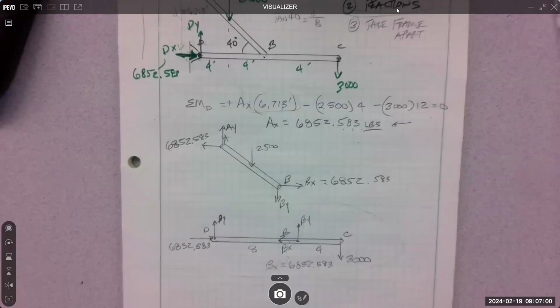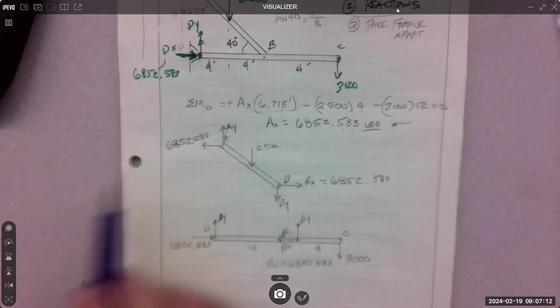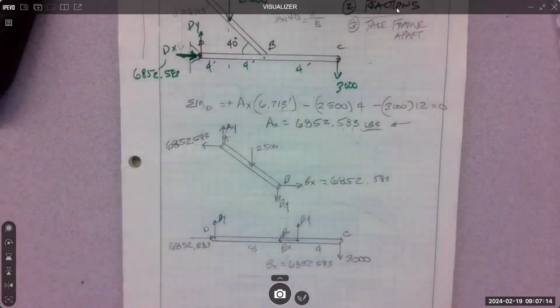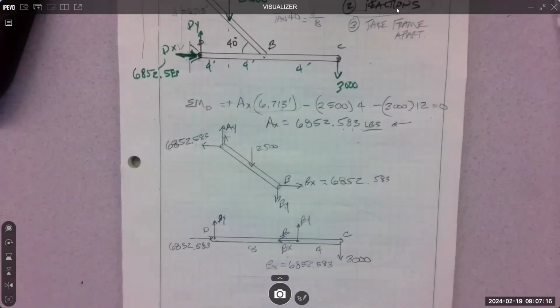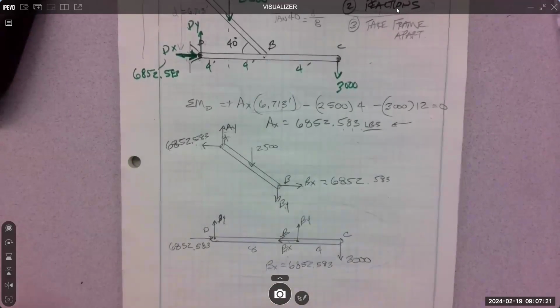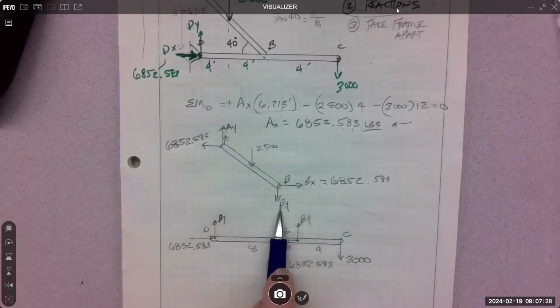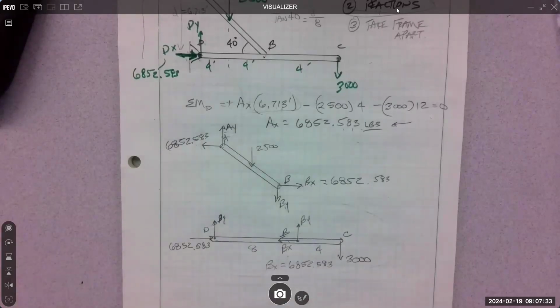So we're getting there. Great. We still don't know BY and AY, right? And I believe the problem says determine what's going on at pins A, B, and D. So this is pin B, pin A, pin D. They want to know everything going on at those locations. So we need BY and DY, and we need AY and BY there. So we still have that to do.